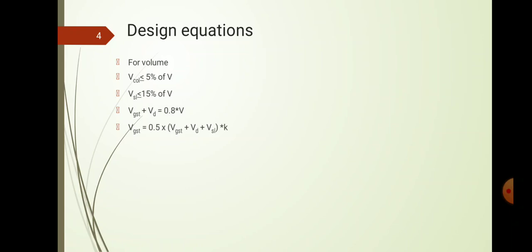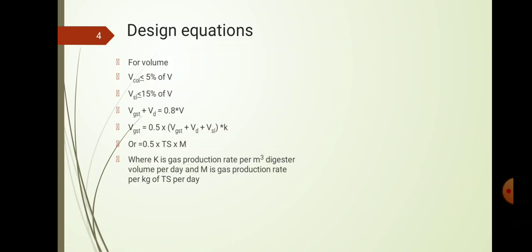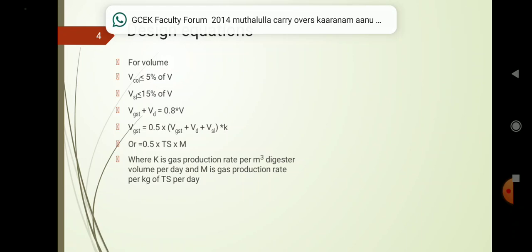And we have one more equation: VGST is equal to 0.5 times (VGST plus VD plus VSL) times K. Or we can also use VGST equal to 0.5 times TS times M. So what are these K, TS and M? K is the gas production rate, how much gas is to be produced per cubic meter of digester volume per day. Normally we have to fix this as a constant: how many cubic meters of gas are required per day per cubic meter.